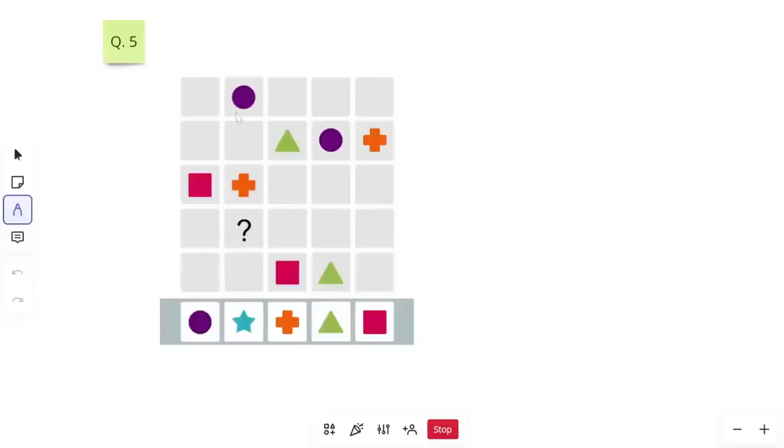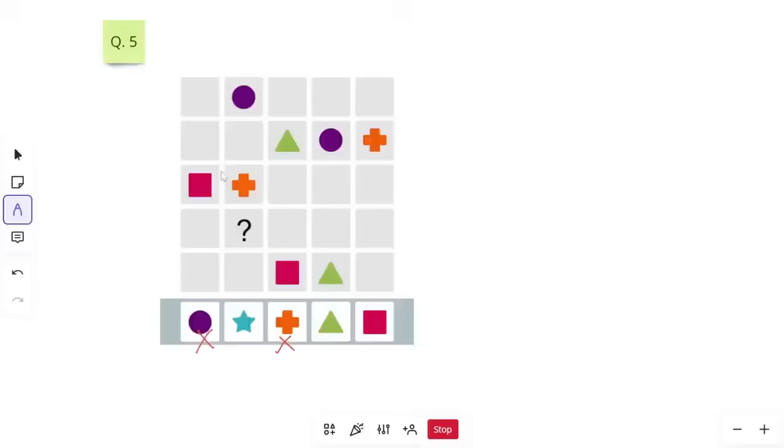See, first let us eliminate the extra options which will not come. Plus cannot come, because plus is already there in this column, right? So in one column, same sign cannot come twice, right? So plus cannot come here. Again, circle can also not come here, because circle is already there in this column. Now we are left with 3 signs. So we have to figure out of these 3 which one will come.